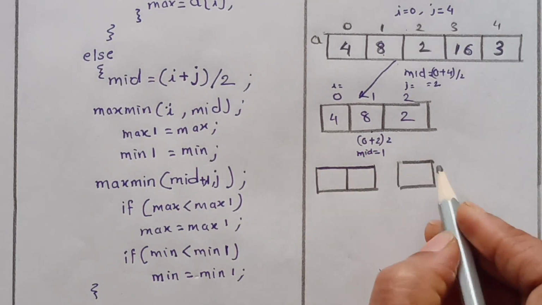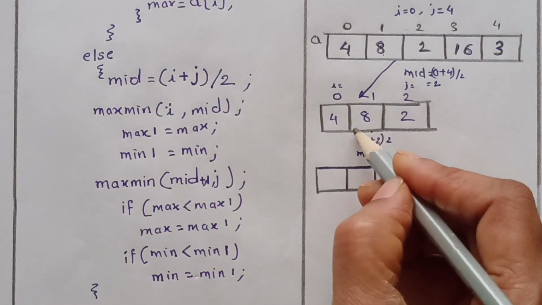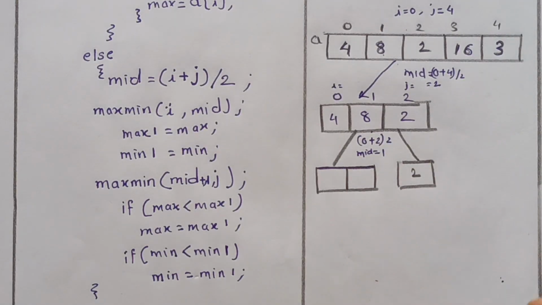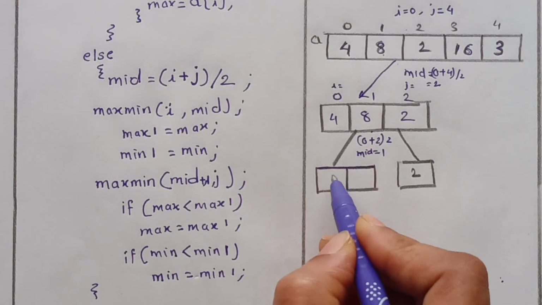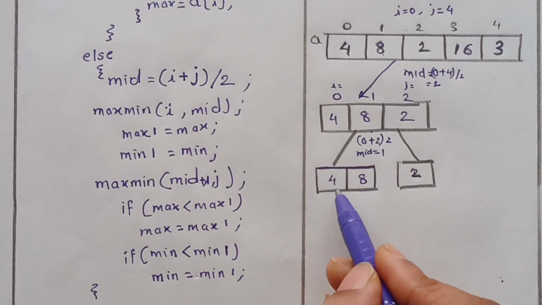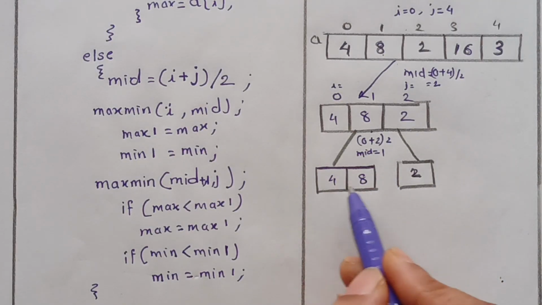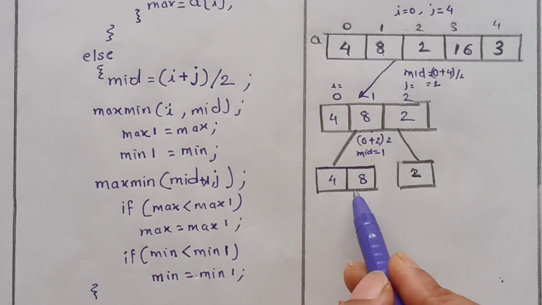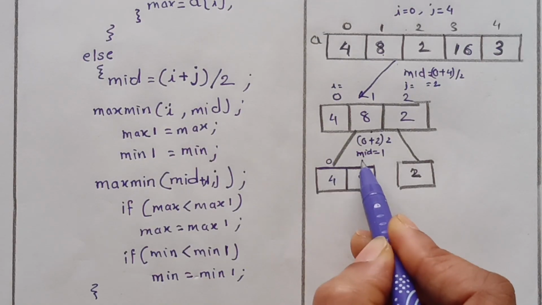and this array again we divide into two parts. Okay, 4 and 8. So this is what? Only two elements are there. If there are two elements, we are comparing the two elements. Okay, so 0 and 1.